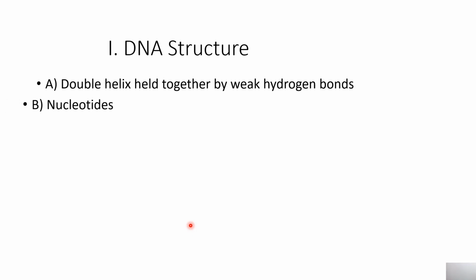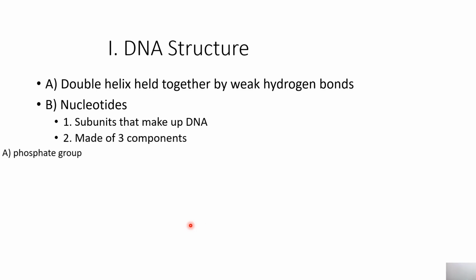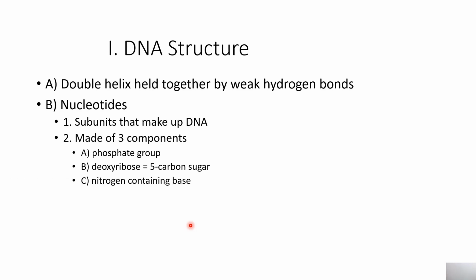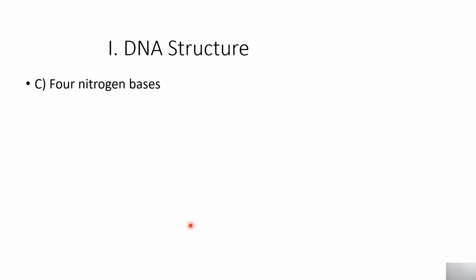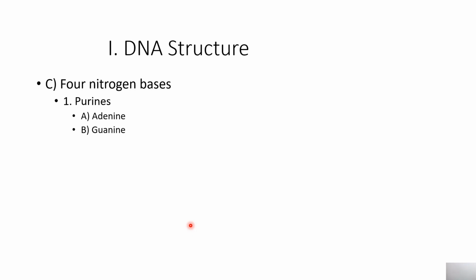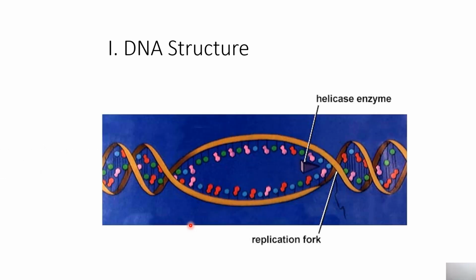They are basically nucleotides, the subunits that make up the DNA. They are made up of three components: a phosphate group, a deoxyribose, the 5-carbon sugar, and a nitrogen containing base. In the case of DNA structure, it has 4 nitrogen bases: purines and pyrimidines. Among purines we have adenine and guanine. In the pyrimidines we have thymine and cytosine. So this is the DNA structure.